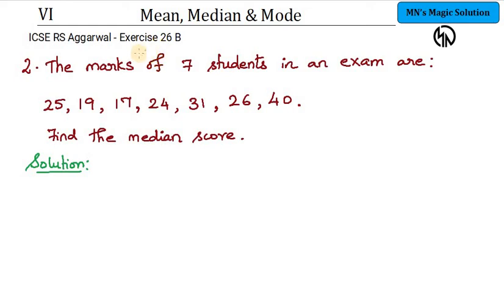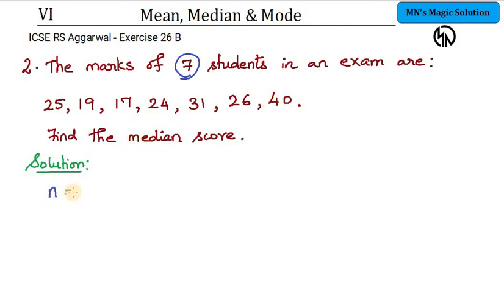Hi students, exercise 26B, we are going to discuss from question 2 onwards. The marks of 7 students in an exam are given. So how many data should be there? 7 data. 1, 2, 3, 4, 5, 6, 7. Yes, you have to find the median.